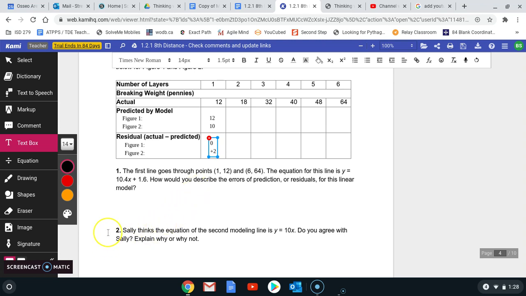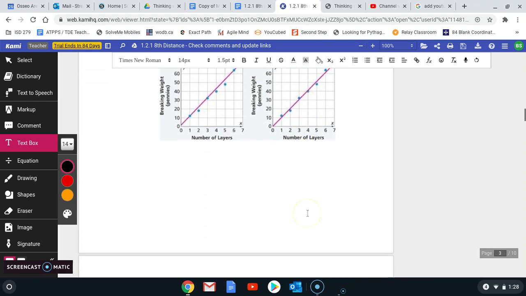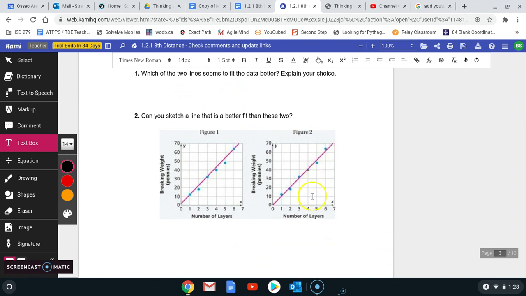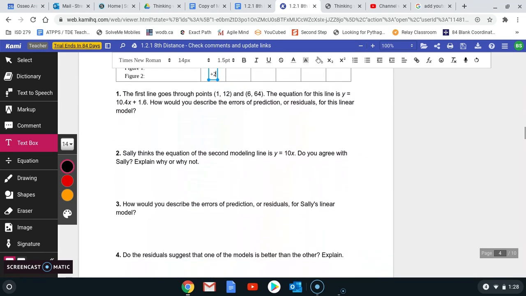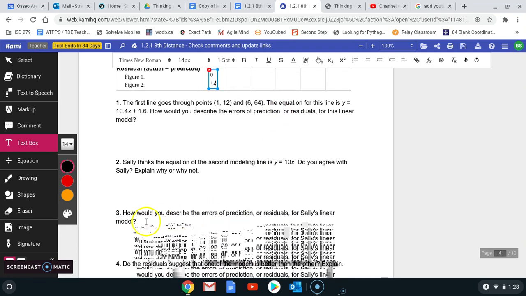Number 2, Sally thinks the equation for the second modeling line is y equals 10x. Do you agree with Sally? Explain why or why not. So Sally is looking at figure 2 in this case, so you can look at that figure, that graph, for that question. But then the next question, number 3, how would you describe the errors of prediction or residuals for Sally's linear model? Then you would look at the residuals for figure 2, the ones you have along the bottom here. That's going to help you answer question number 3.